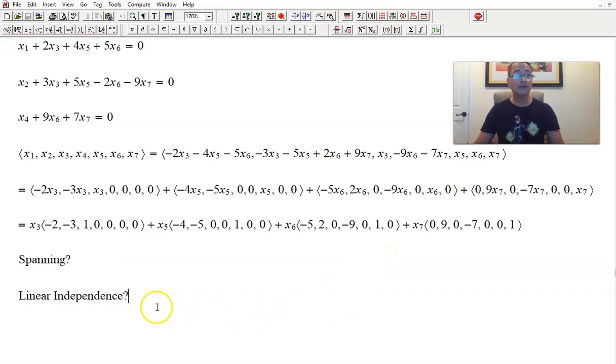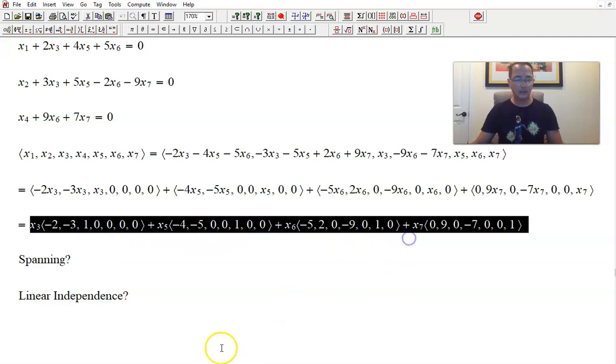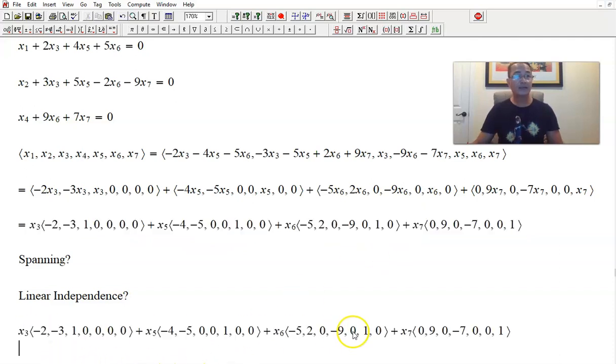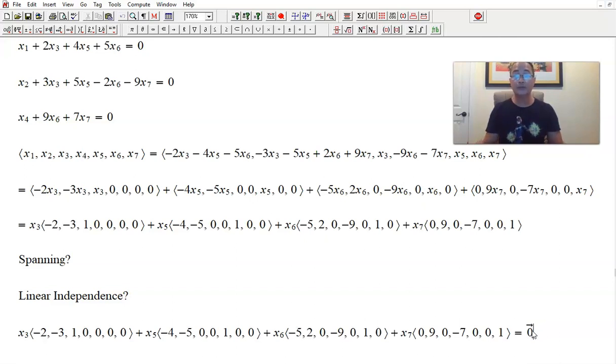What about the second property for a basis? Linear independence. So to do that, we have to form the test equation. When is a linear combination equal to the 0 vector? And we are in R7. When is it equal to 0 in R7?